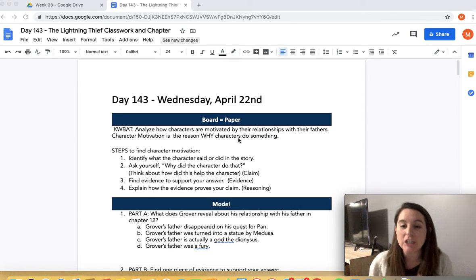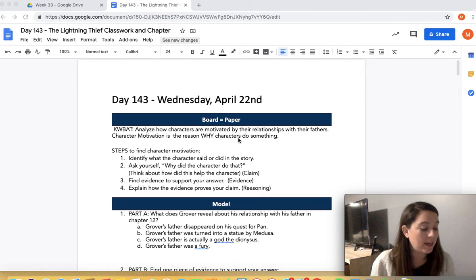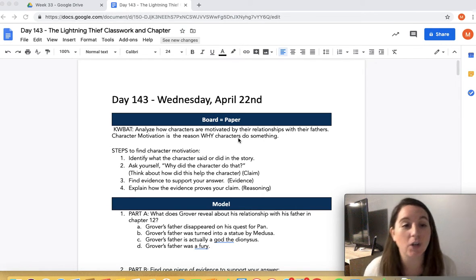Today we are continuing to read Percy Jackson's The Lightning Thief. I'm so excited that so many of you love this book. I love it too. I'm obsessed. And so right now we're going to continue working on character motivation. It's going to get a little bit different.